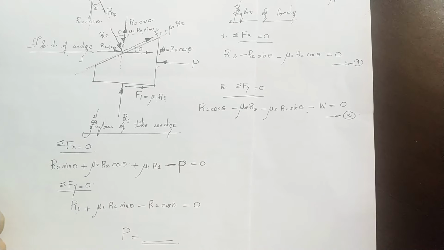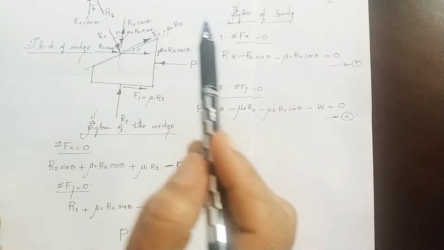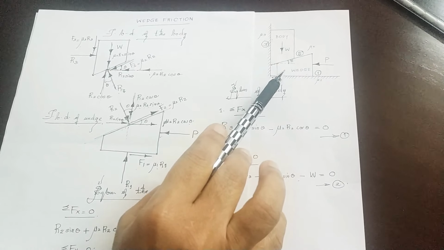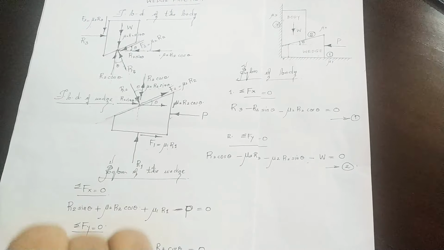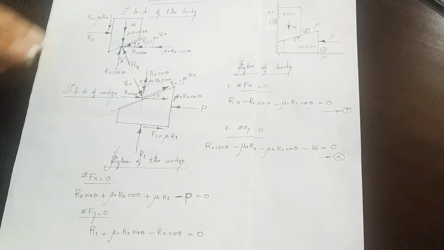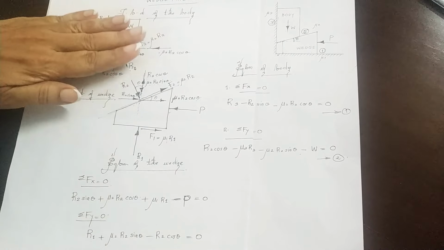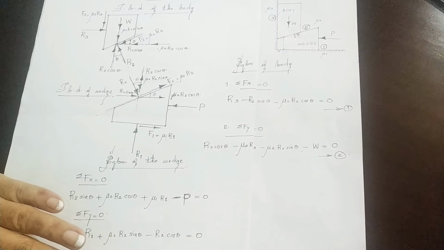So that's how you solve problems on wedge friction. At times, W would be known and P would be known, and you would be required to find out the angle of the wedge. Whichever be the case, these are the two sets of equations. Equilibrium of the wedge and the body, which has to be considered separately by drawing the free body diagrams clearly and analyzing it. Alright?